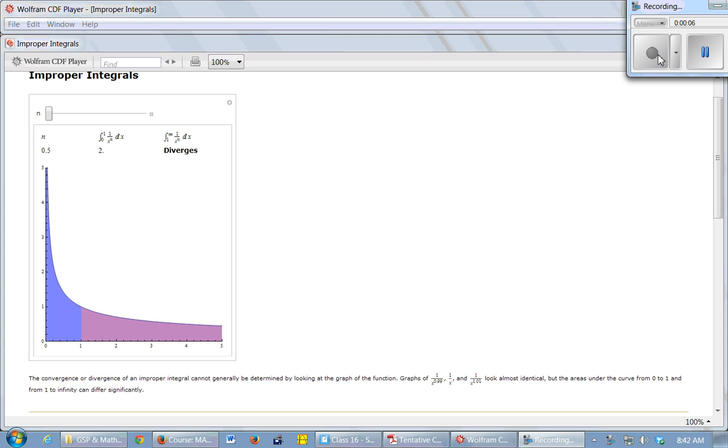Mathematica has tons of these cool little animation things, and you can just download the free player to use them. You don't have to own Mathematica or anything. So if you want to check out the stuff that they have, you just Google Mathematica player, and you can download it.